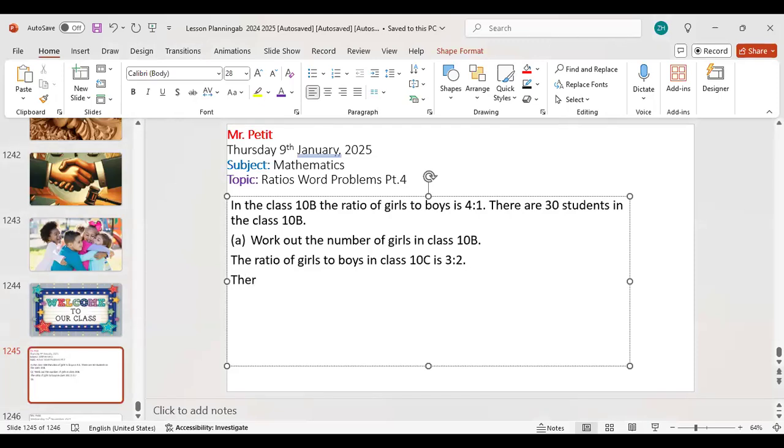There are 14 boys in the class. Are we supposed to do A before we write the ratio of girls to boys in class 10C? Leave space because we're going to answer them. There are 14 boys. How many lines? Like 4. There are 14 boys in the class.